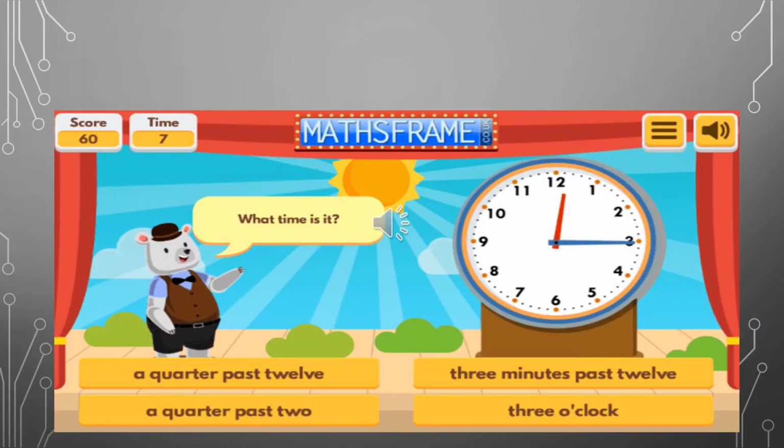Okay, now I told you about time. Now you have to guess which answer is correct from the below one. Where is our hour hand? It is on 12. And where is our minute hand? It is on 3. Done. So how are we going to say it: it's quarter past 12, or it's 3 minutes past 12, or it's 3 o'clock, or it's quarter past 2? What will we say?